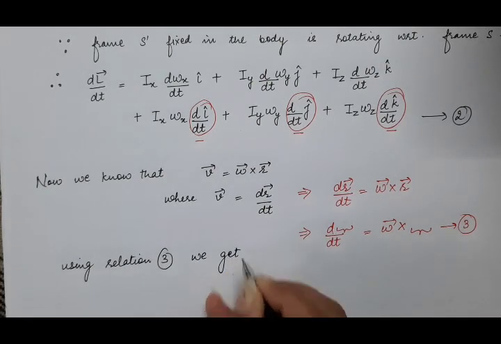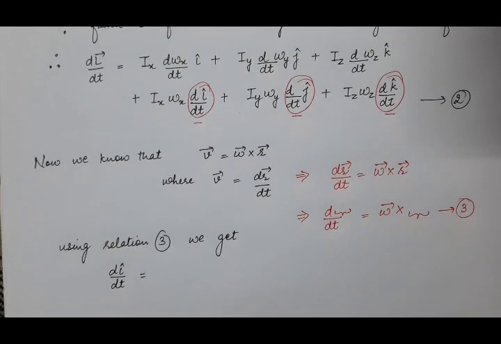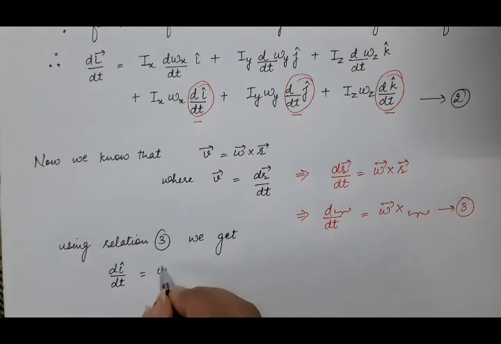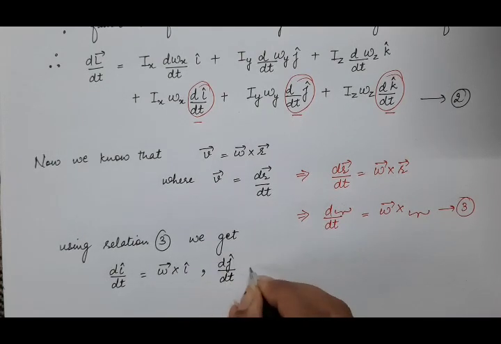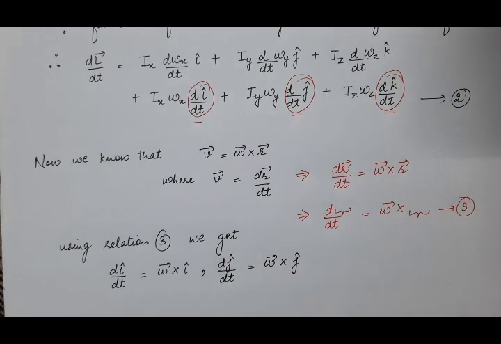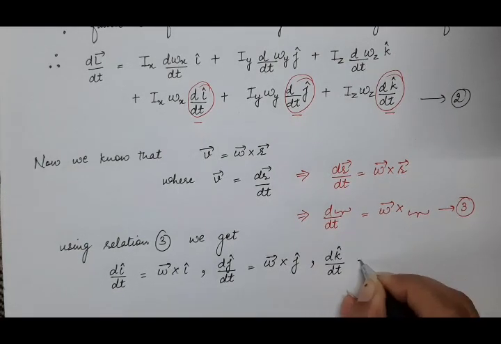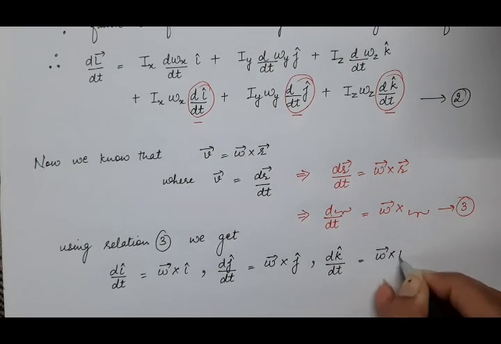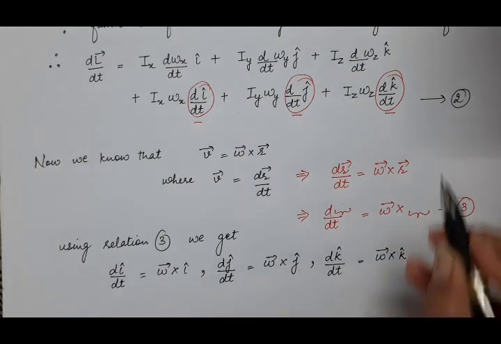we get d i cap by dt equal to omega vector cross i cap. Similarly, d j cap by dt equal to omega vector cross j cap, and d k cap by dt equal to omega vector cross k cap. Now put these 3 values in equation 2.